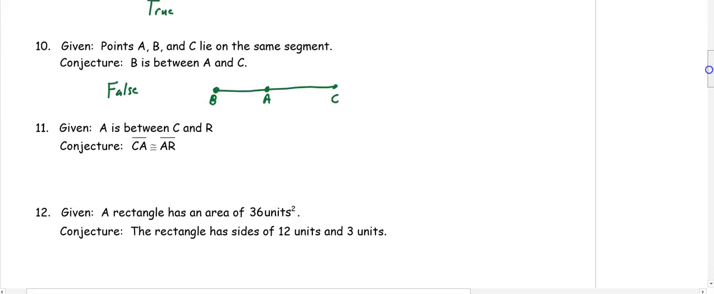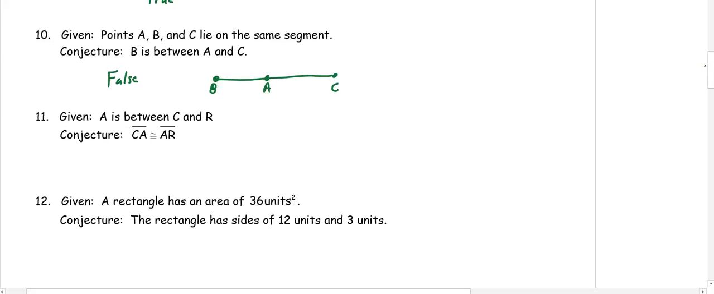Number 11, A is between C and R. So our conjecture is that CA is congruent to AR. This is also false. Just because it's between doesn't mean that it's necessarily in the middle. So we could have something where it's C, A, and then R is all the way over here. So we might have CA being 3 and AR being a length of 7. So that doesn't necessarily make it true just because A is between them. It doesn't say it's in the middle or is a midpoint, it just says somewhere between them, which fits our picture.